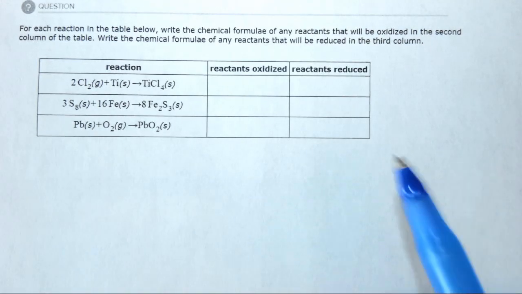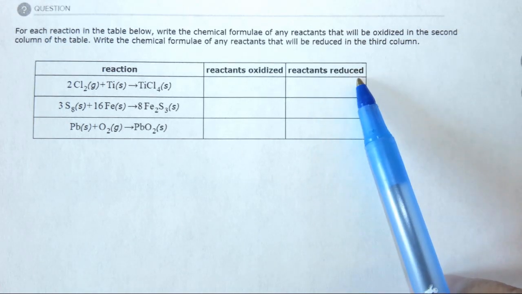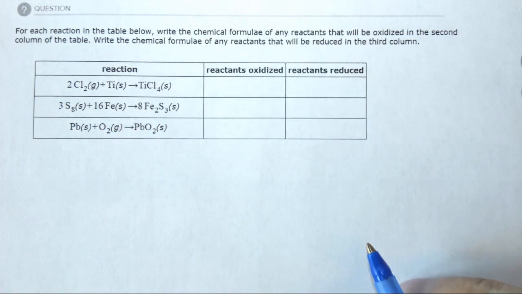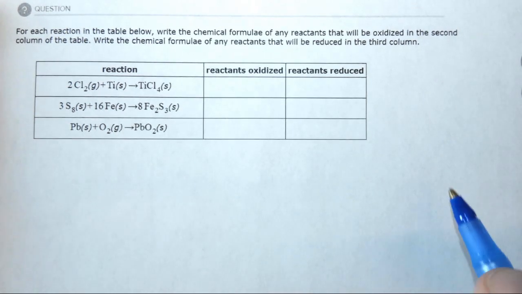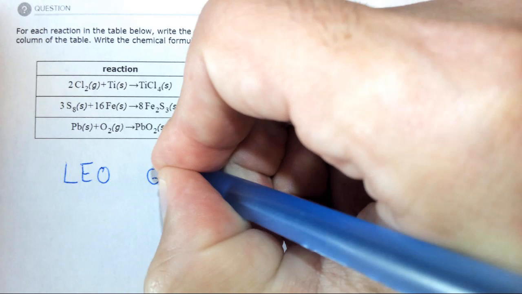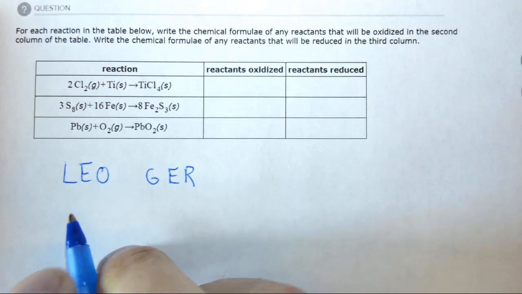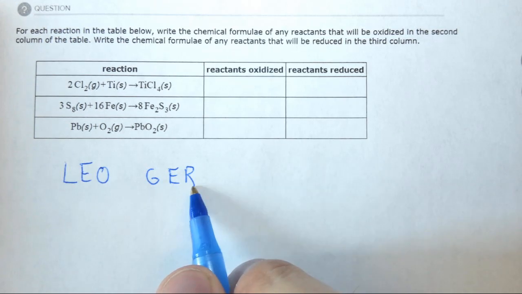In this question, we're asked to identify the reactant that's oxidized and the reactants that are reduced in the following reaction. And in several other videos, we discuss similar concepts, so I'm going to run through this one relatively quickly. But I do want to remind you of the mnemonic device. Leo, the lion, says grr, where Leo means losing electrons is oxidation, and grr means gaining electrons is reduction.